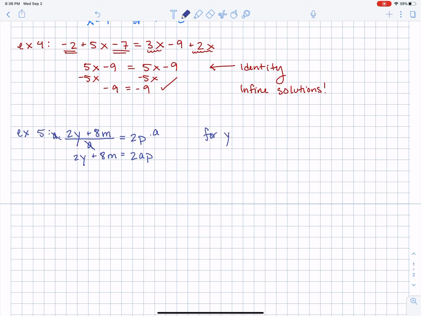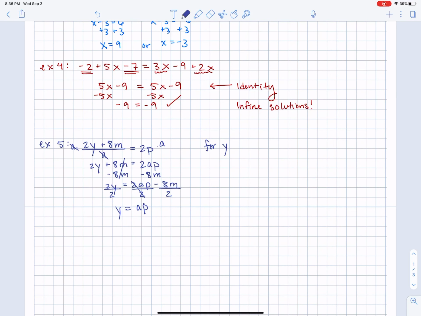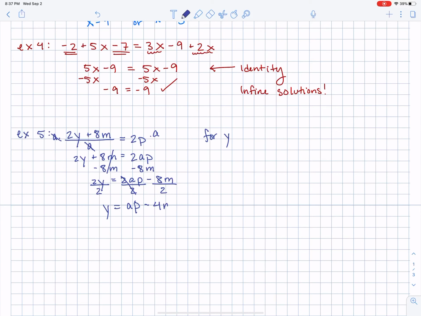Now I'm getting y by itself, so I want to take away this 8m from both sides, leaving me with 2y is equal to 2ap minus 8m. Very last step is to divide by 2. Now, just like if you were multiplying, you would have to divide everything by 2. So y is equal to, this reduces, ap minus 4m. So y equals ap minus 4m. And that is it for chapter 1.